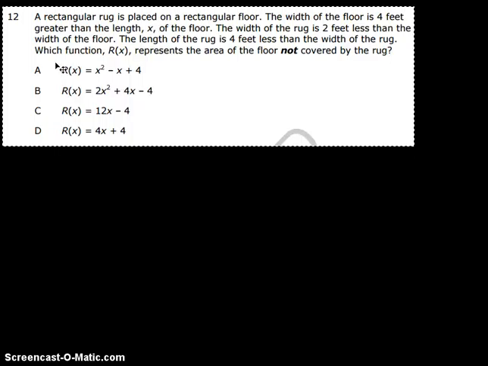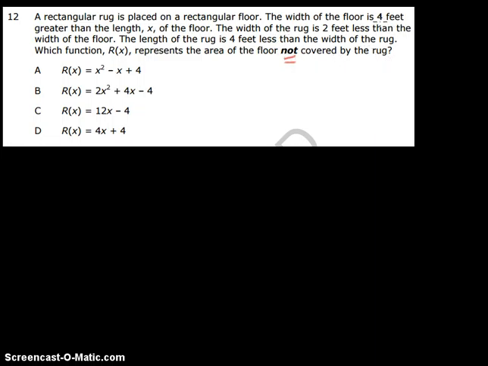Question number 12. A rectangular rag is placed on a rectangular floor. The width of the floor is 4 feet greater than the length x of the floor. The width of the rag is 2 feet less than the width of the floor. The length of the rag is 4 feet less than the width of the rag. Which function r of x represents the area of the floor not covered by the rag?